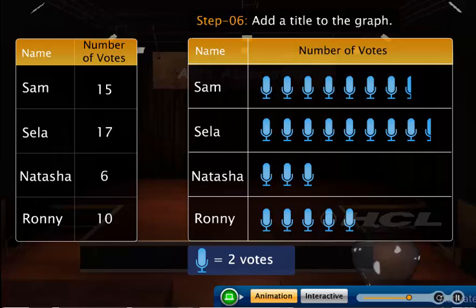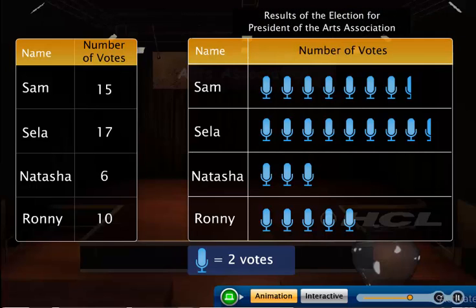Finally, we put a title for the graph. Our pictograph is ready. From the data presented, you can clearly see that Sela got the most number of votes, while Sam came a close second.